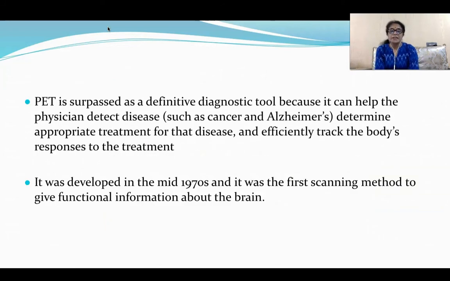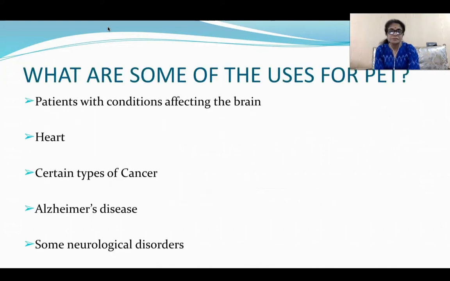PET is a definitive diagnostic tool because it can help the physician detect diseases such as cancer and Alzheimer's. It determines appropriate treatment for that disease. It efficiently tracks the body and how it responds to the treatment. It was developed in the mid-70s and was the first scanning method to give functional information about the brain.